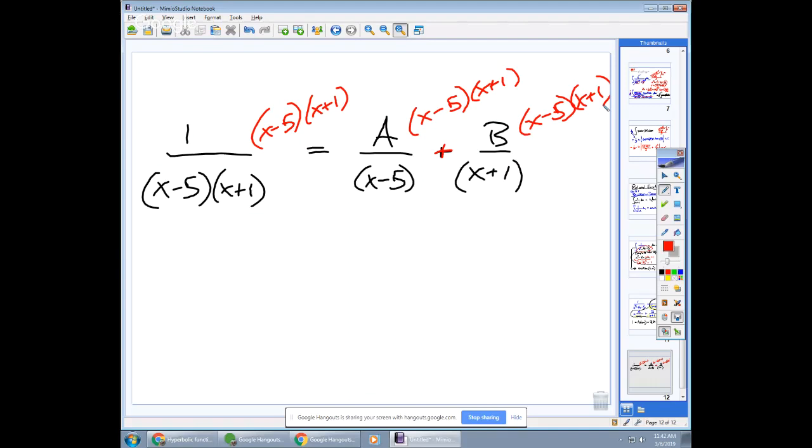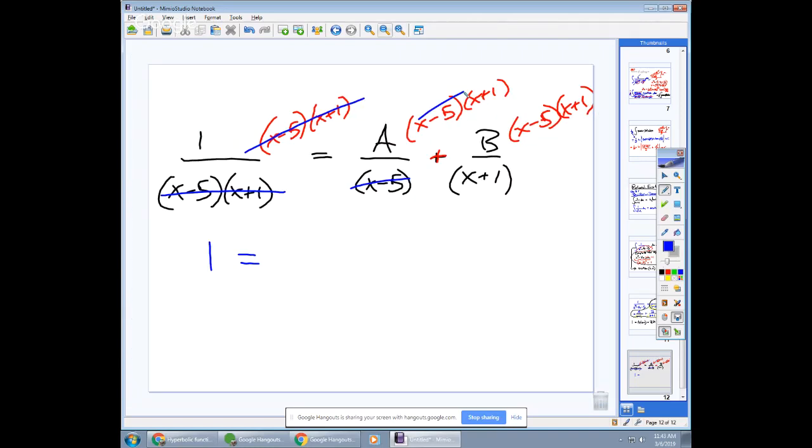And then a whole bunch of stuff cancels. On the left side, the denominator completely cancels, leaving me just a 1. On the other side, in the first part, the x minus 5s cancel, which gives me an A times x plus 1. And in the second part, the x plus 1s cancel, which gives me plus B times x minus 5. So now I just have to figure out what A and B are.